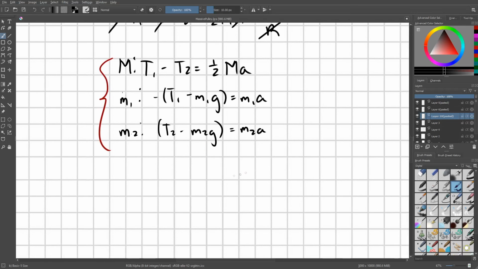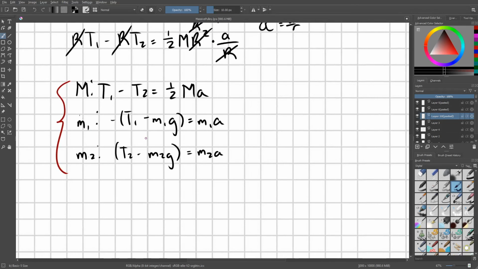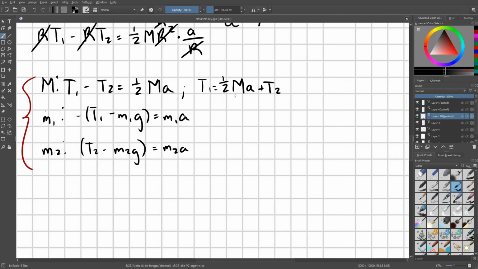So from here, I'm going to just use a series of substitutions. I'm going to say that T1 equals 1/2 MA plus T2. I'll substitute that in for T1 in the M1 equation. So we have 1/2 MA, this term is negative, plus T2 minus M1G equals M1A. Okay, good.